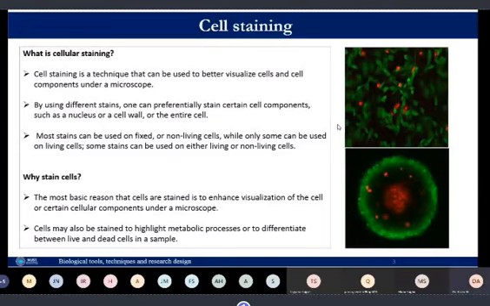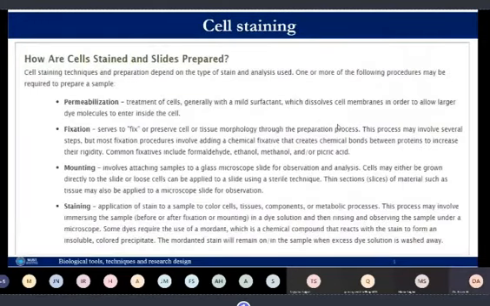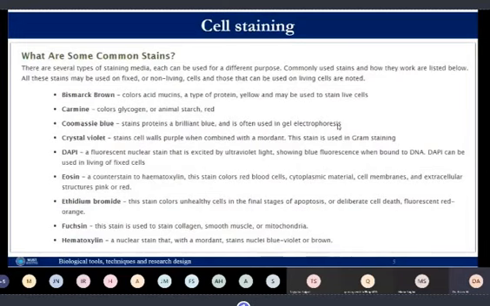Before going to the staining protocol, I wanted to share the names of different stains that we commonly use in a cell culture lab. Here are some common stains that we use in our lab. The first one is Bismarck brown. This dye colors acid mucin, a type of protein, gives a yellow color, and may be used to stain live cells.